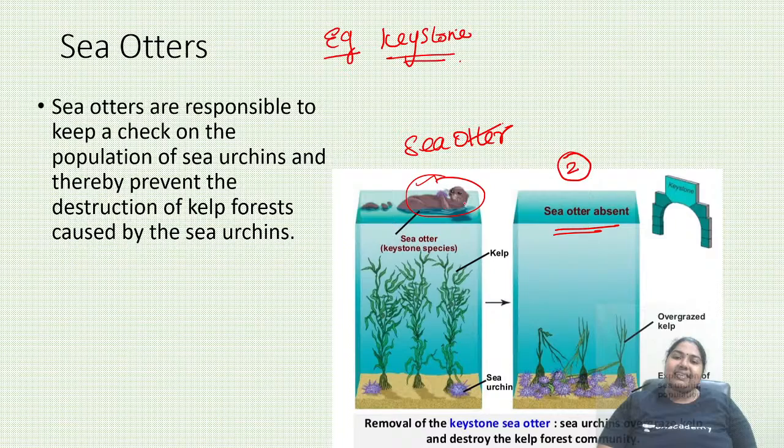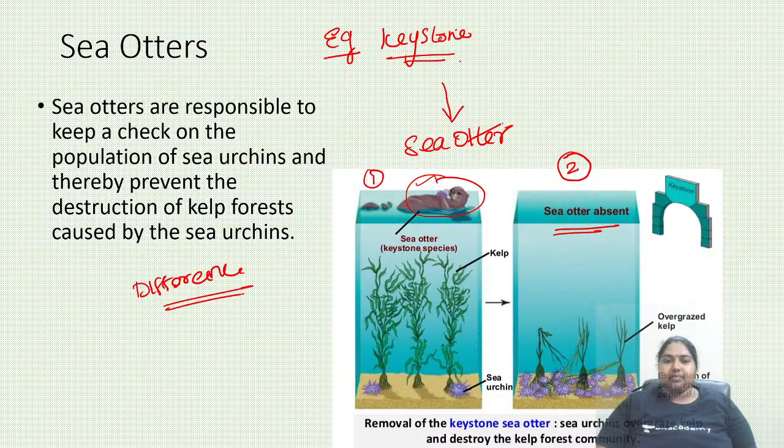How many sea otters are present? Only one sea otter is present, right? So now it is absent here. If I remove this one sea otter, can you find a major difference between these two pictures? One, I told you the sea otter is absent. What else can you observe as a difference between these two ecosystems?